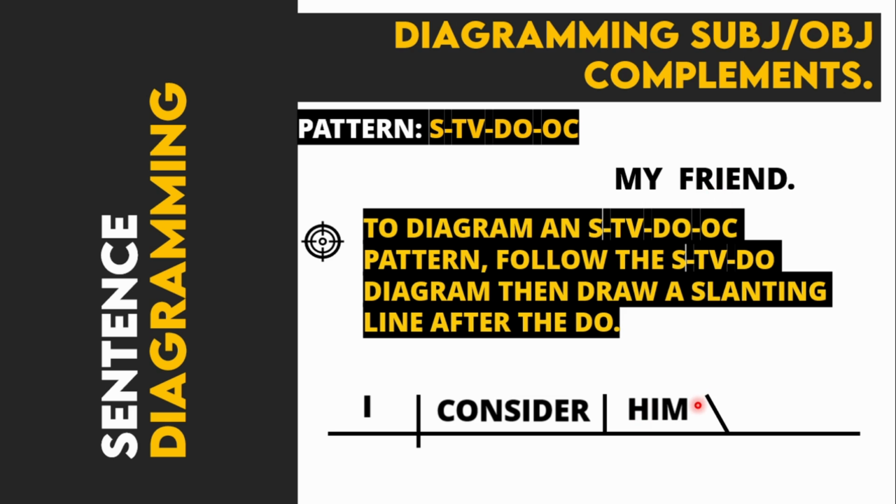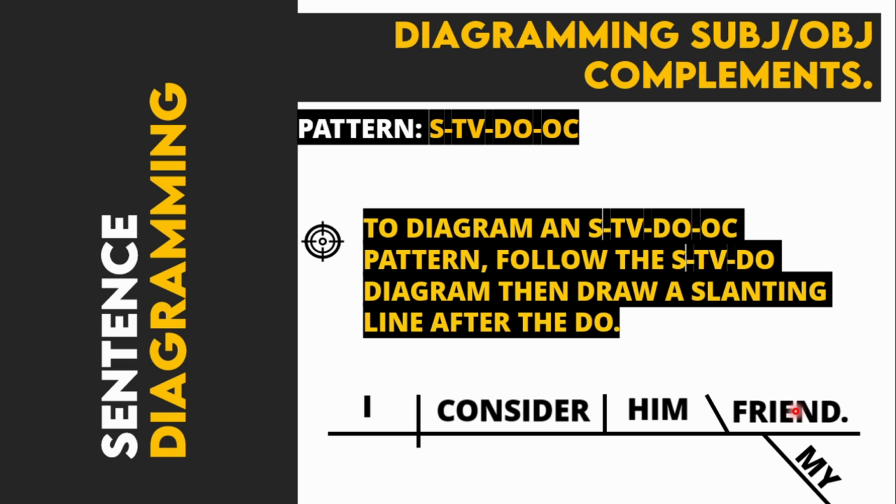And of course, finally, which word describes him? Of course, friend. Whose friend would it be? The word my will be put below the word friend because he is my friend. Okay, so here as you can see, the line is slanting and it points back to your direct object. So which means that the friend here describes him.